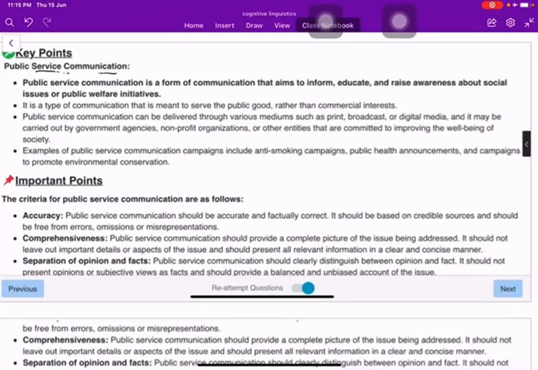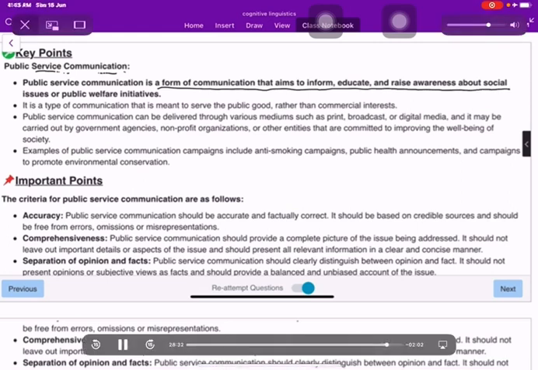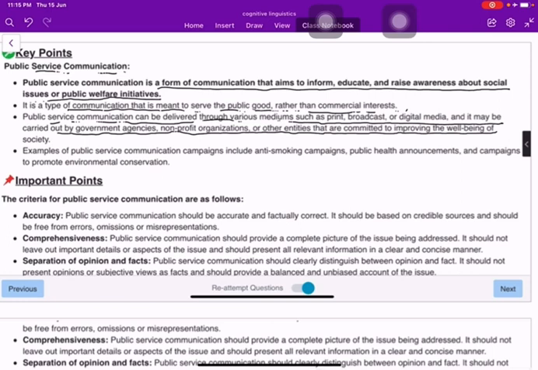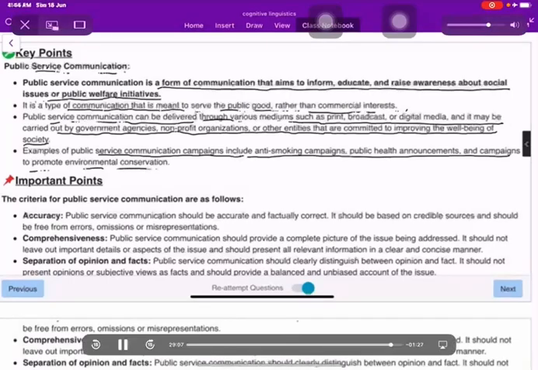Now, public service communication is a form of communication which aims to inform, educate, and raise awareness about social issues or public welfare initiatives. It is a type of communication that is meant to serve the public good rather than commercial interests. Service communication can be delivered through various mediums such as print, broadcast, or digital media, and it may be carried out by government agencies, non-profit organizations, and other entities that are committed to improving the well-being of society. Examples of public service communication campaigns include anti-smoking campaigns, public health announcements, and campaigns to promote environment conservation.